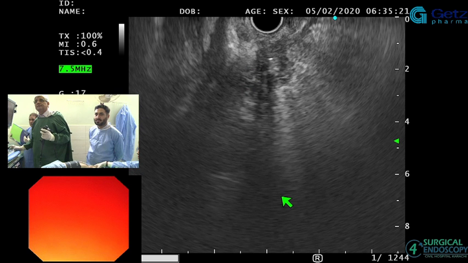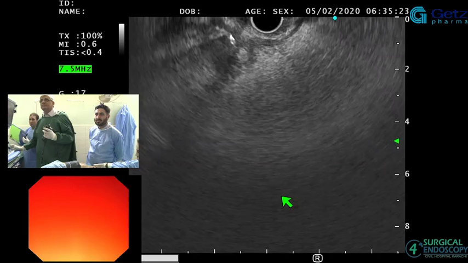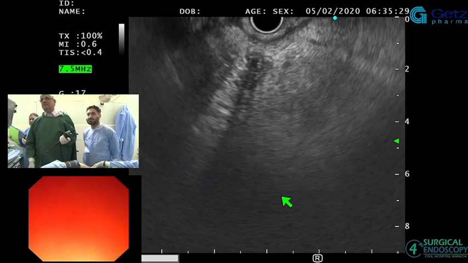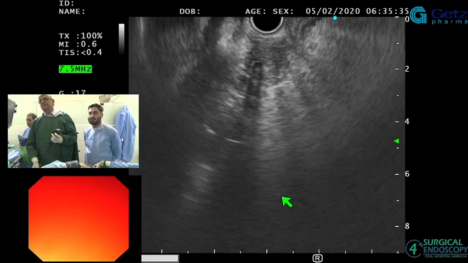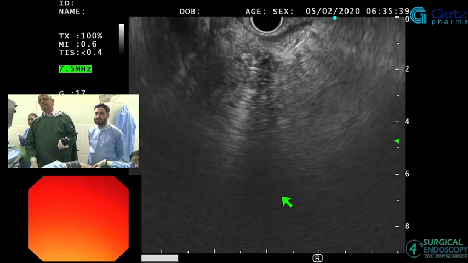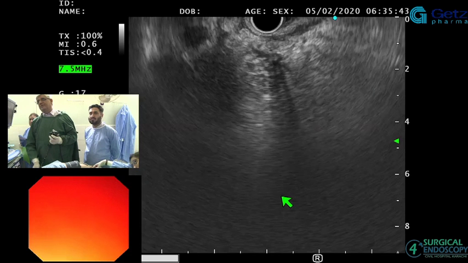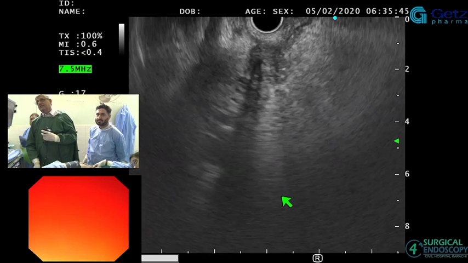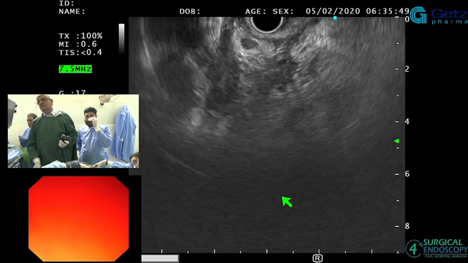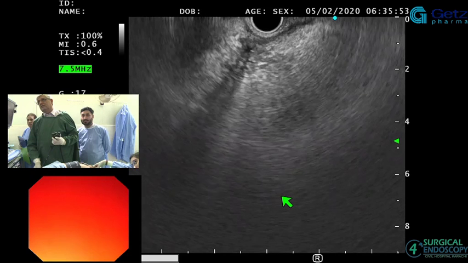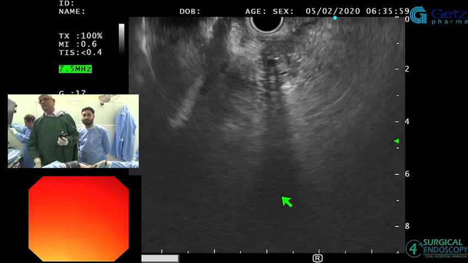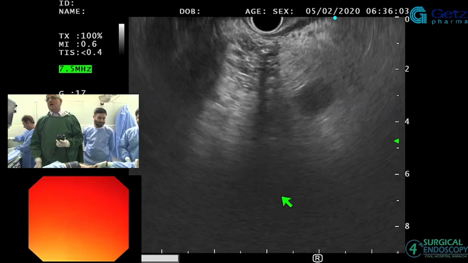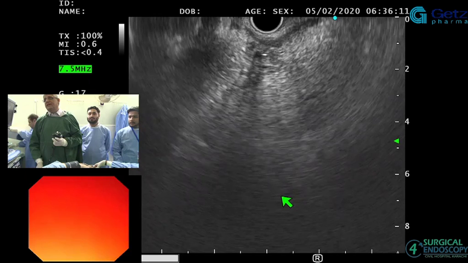It does look abnormal. The wall is uniformly thick rather than showing the three layers. See the layers. Yeah. So I'm going to go as close to the duodenal fold as I can to see if we can get a better view. FNA ready? I'll use FNA, not FNB. I prefer FNB, but I think I would go with FNA.